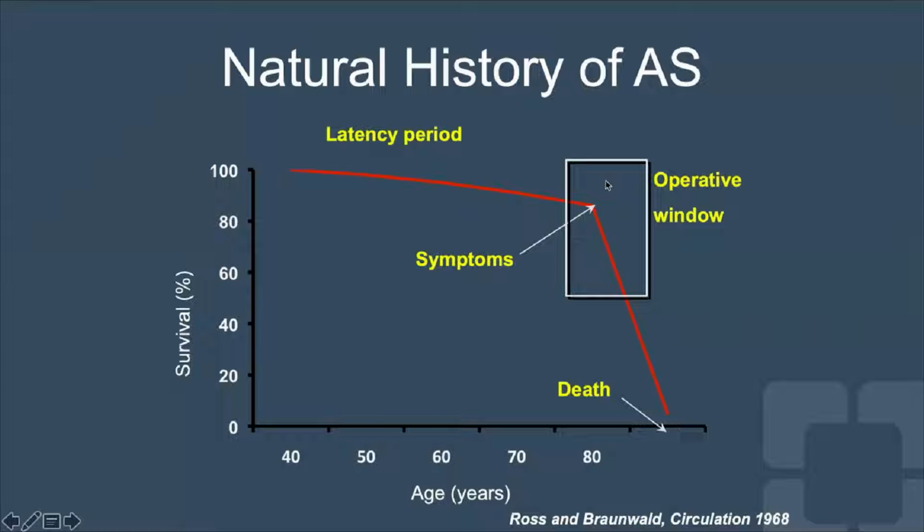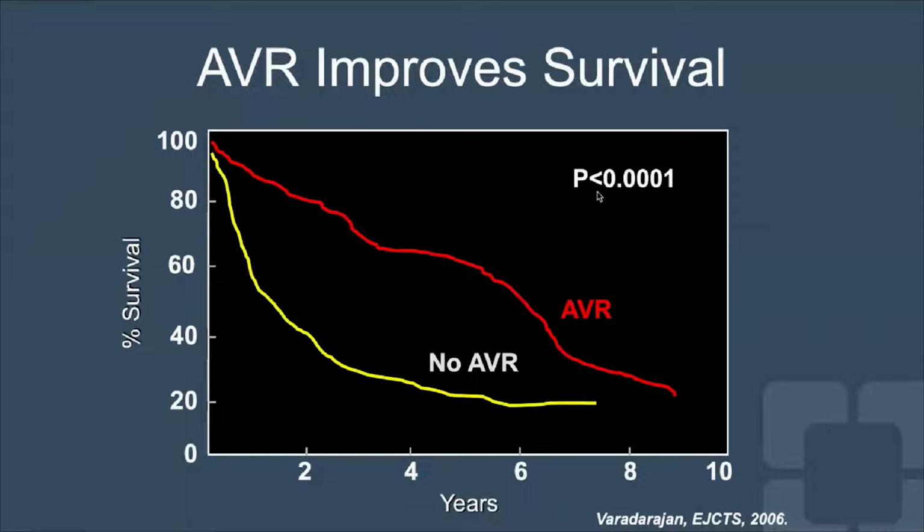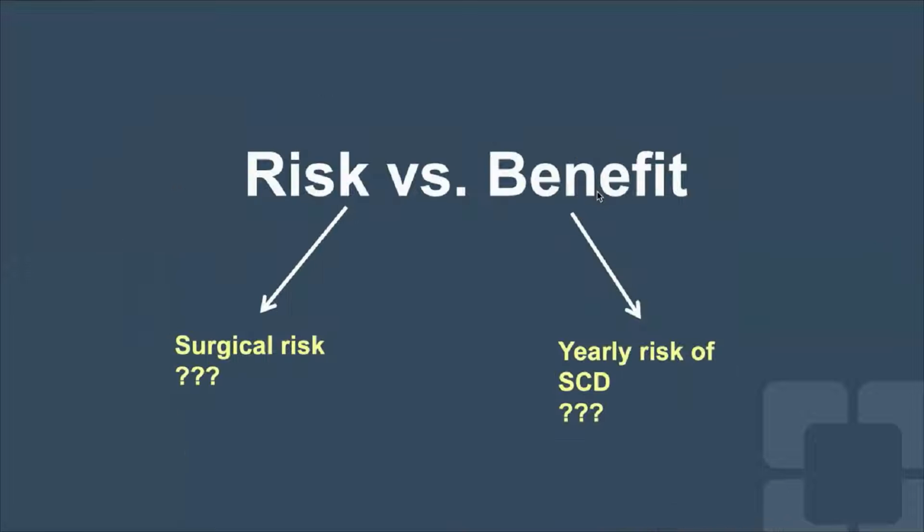However, we know that follow-up is not always complete in all patients in all places, and it's often difficult to identify when exactly this inflection happens. This was a study by Braunwald back in 1968 in which the natural history of aortic stenosis was described. And over time, we know that the patients who have aortic valve replacement do far better than patients with aortic stenosis and no aortic valve replacement.